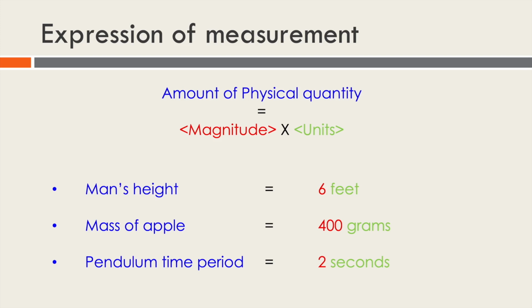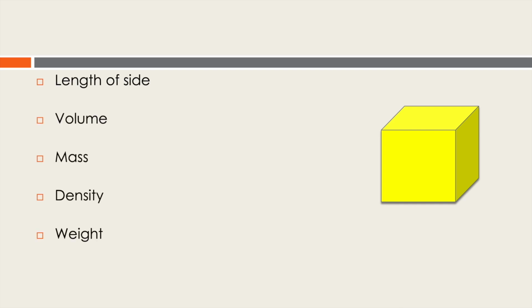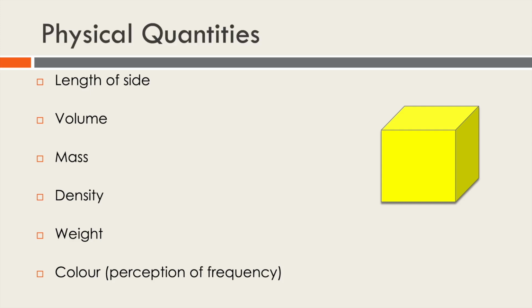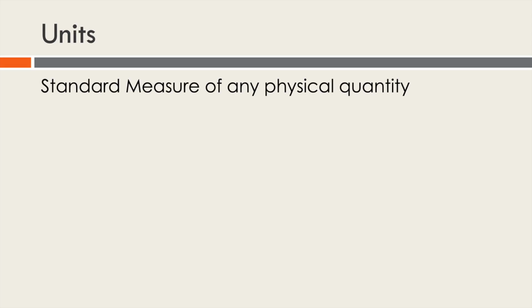So now let's understand what we mean by a physical quantity. Let's say we have this yellow cube. Now we could describe this cube in terms of the length of its side, its volume, its mass, its density, its weight, or even its color, which is actually a perception of frequency. Now all these things are measurable and they are called physical quantities. And what are units? A unit is a standard measure of any physical quantity.